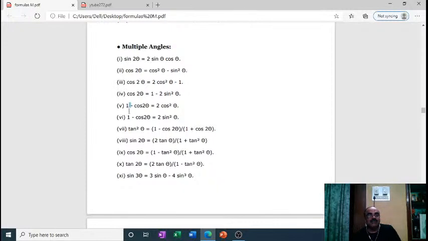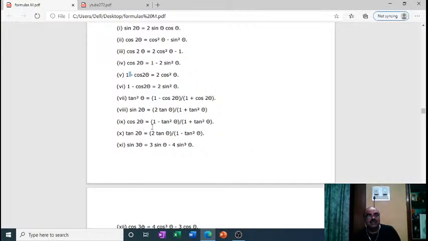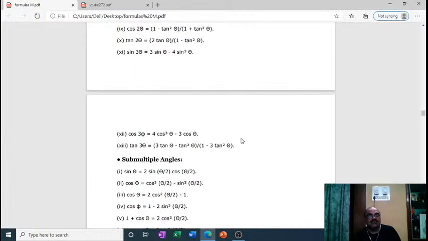You can see here only. Then tan square theta is 1 minus cos 2 theta by 1 plus cos 2 theta. Sin 2 theta is equal to 2 tan theta by 1 plus tan square theta. Cos 2 theta equals 1 minus tan square theta by 1 plus tan square theta. Tan 2 theta is equal to 2 tan theta by 1 minus tan square theta.